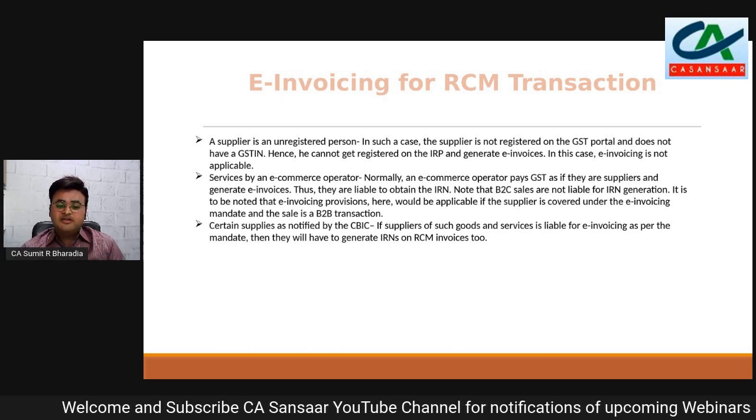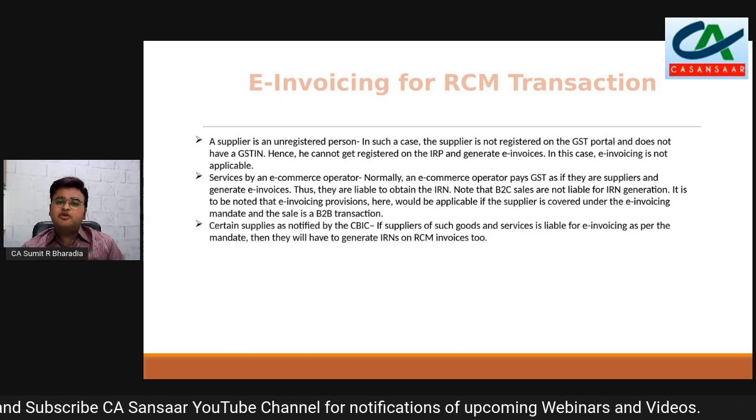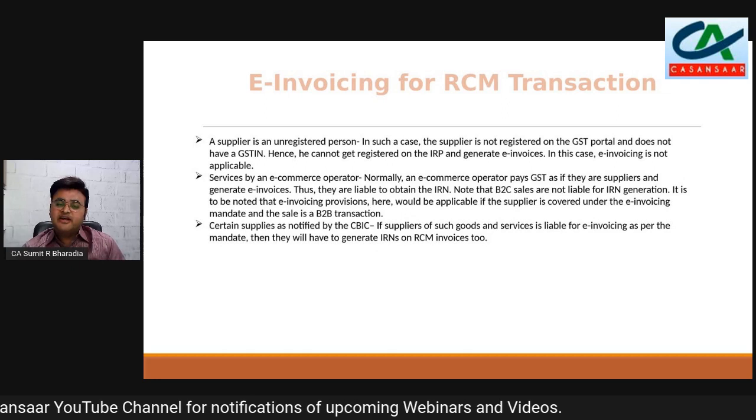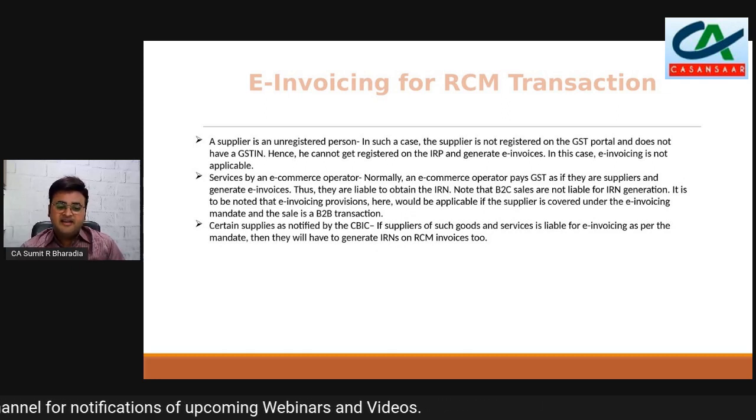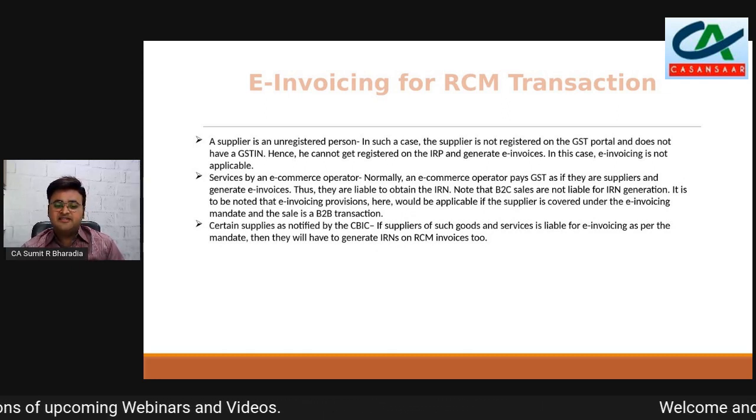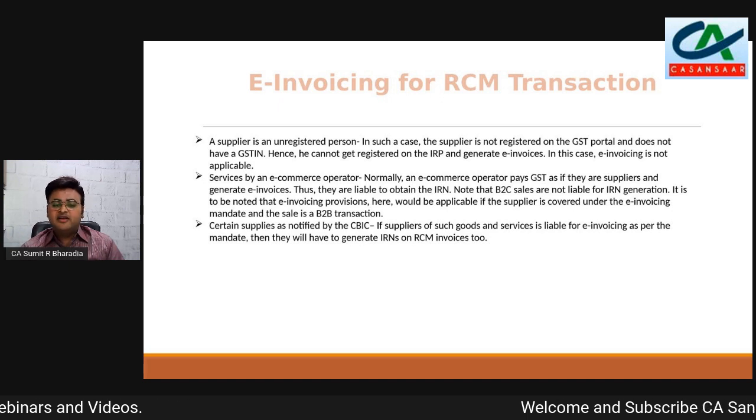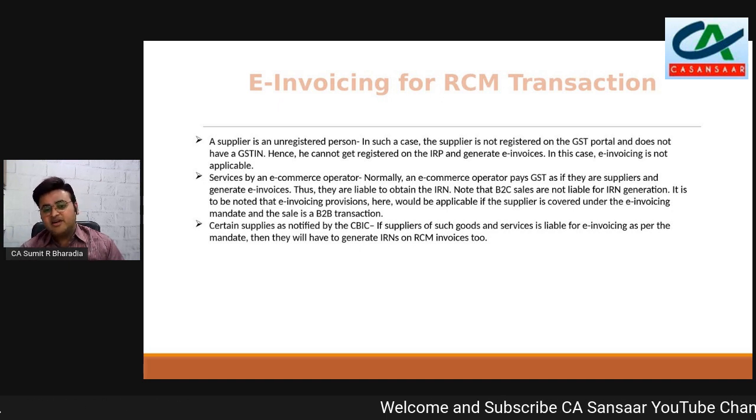In case of an e-commerce operator, if it is a B2B transaction, then e-invoicing is to be done by the e-commerce operator. And in certain cases, as notified by the CBIC, if the supplier is liable for the e-invoicing mandate, then he will have to generate the IRN.